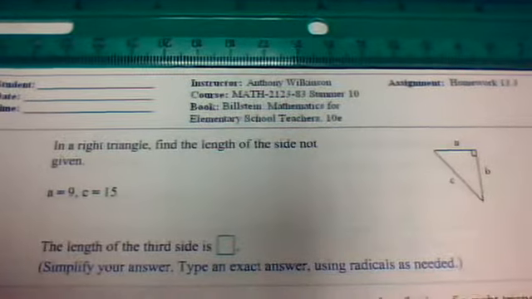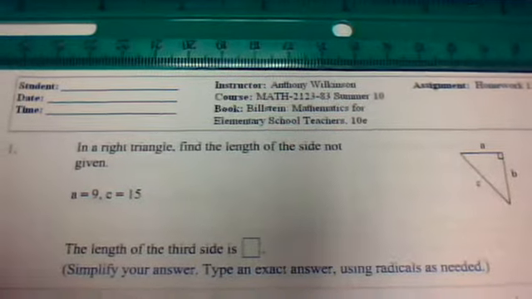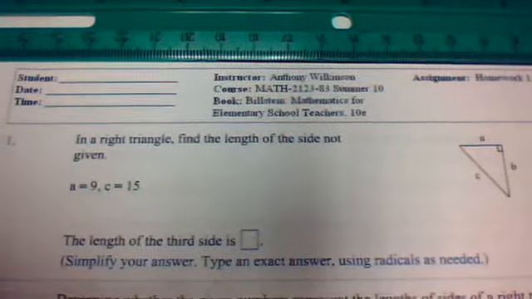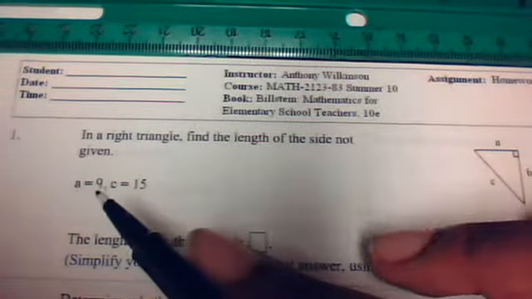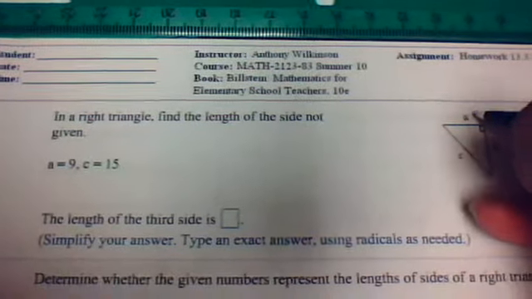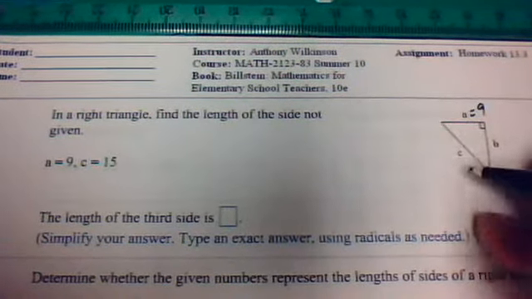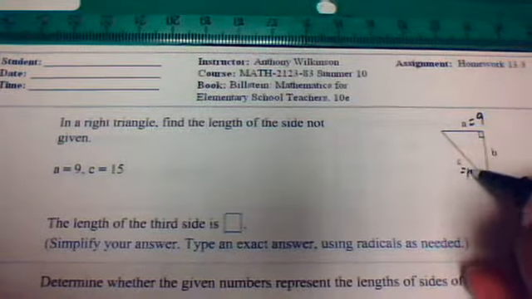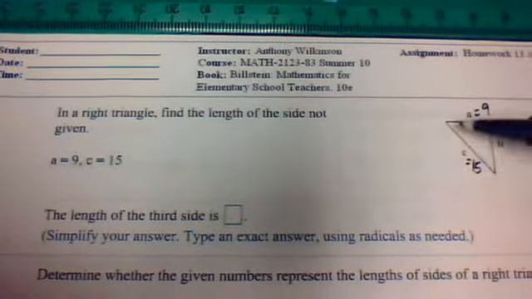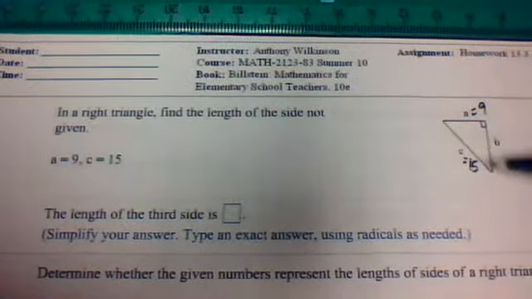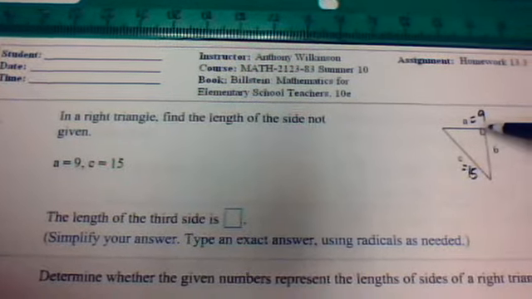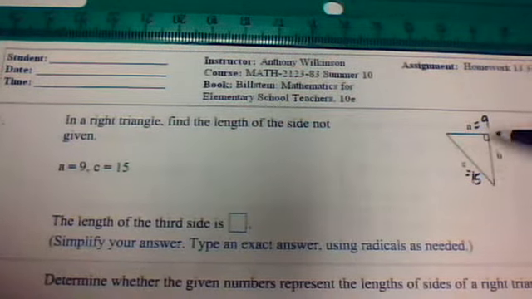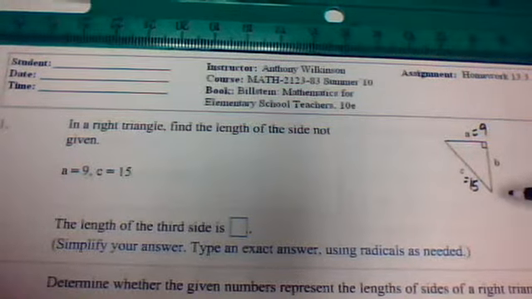Okay, let's take a look at some of the homework problems that are in section 13-3. Like problem number 1, in a right triangle, find the length of the side not given. Now we're told that the length of A is 9 and the length of C is 15. C is the hypotenuse, which is of course the longest side of this right triangle, and one of the legs is A, that's 9. Now B is not given. That's what we're trying to find.